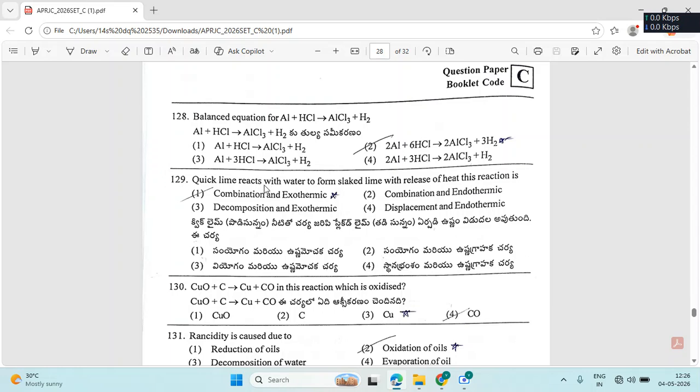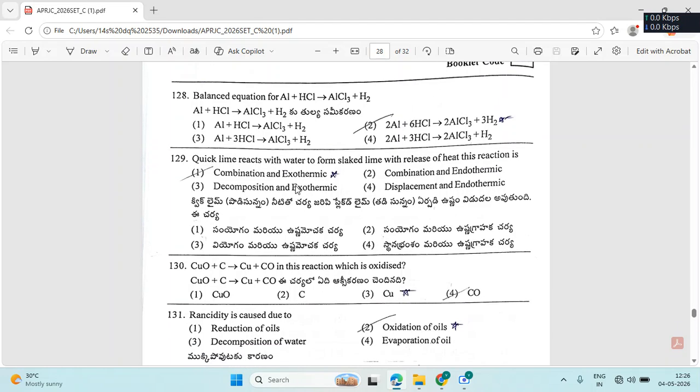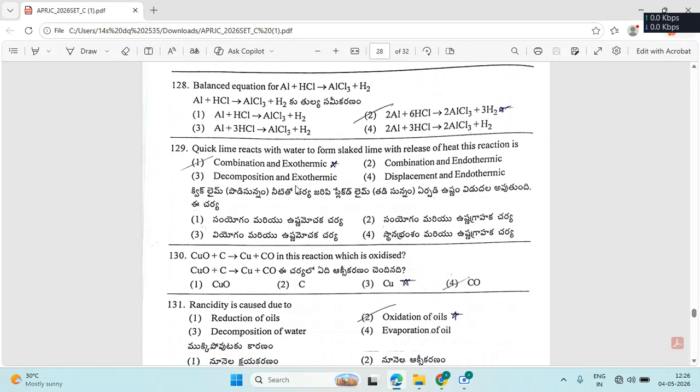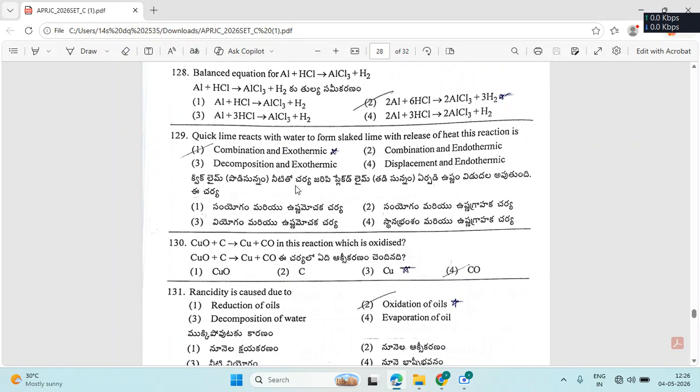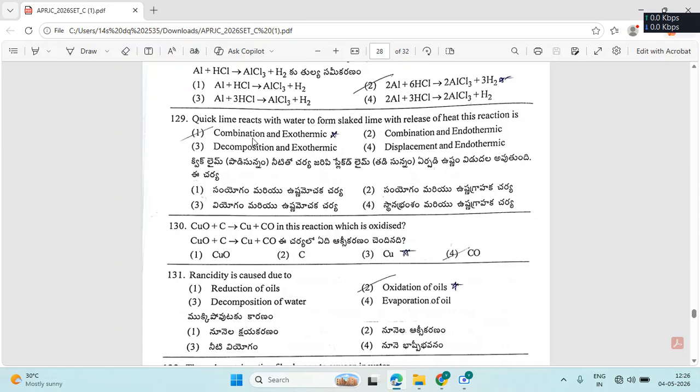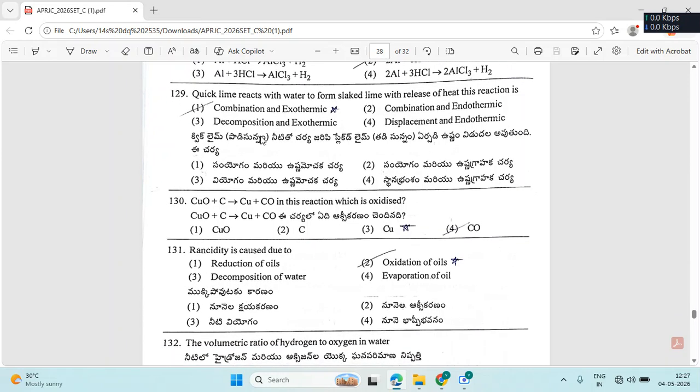Quick lime reacts with water to form slaked lime with the release of heat. This reaction is: combination and exothermic, combination and endothermic, decomposition and exothermic, displacement and endothermic. The correct option is 1, and the answer is combination and exothermic.